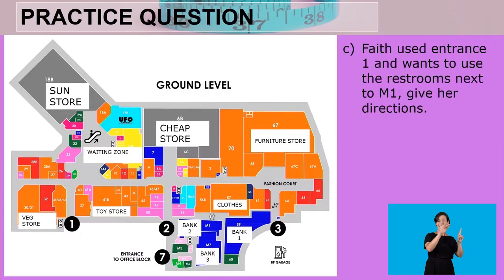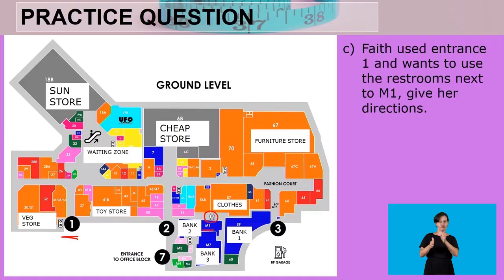Okay, question C says, Faith used entrance 1. So Faith is going to use entrance 1 and wants to use the restrooms next to M1. So we check where our M1 is. Here is M1 and here are the restrooms next to M1. So to give her directions, we must always be careful of where the person is facing when they're going towards a particular area, so that we can identify the correct direction that they should take.